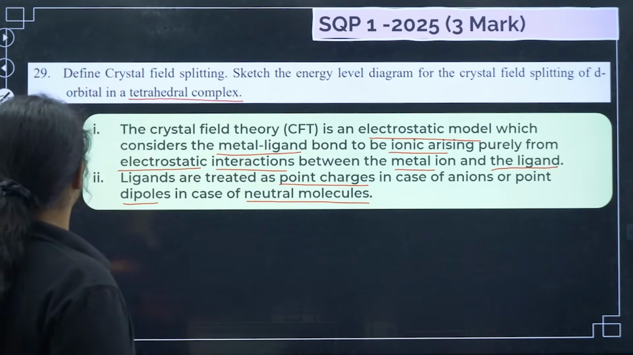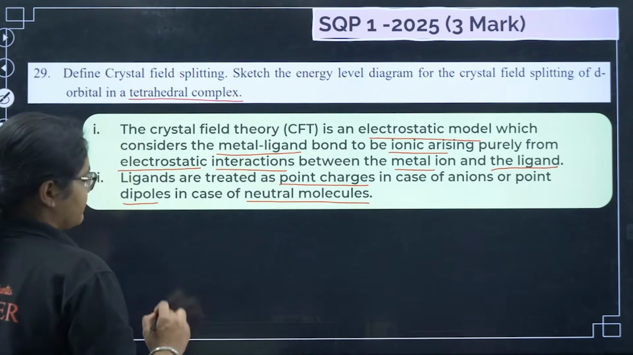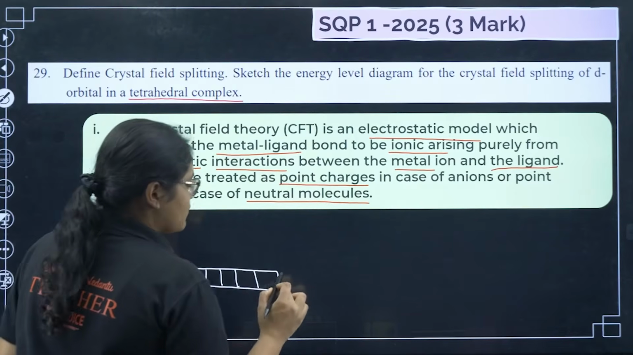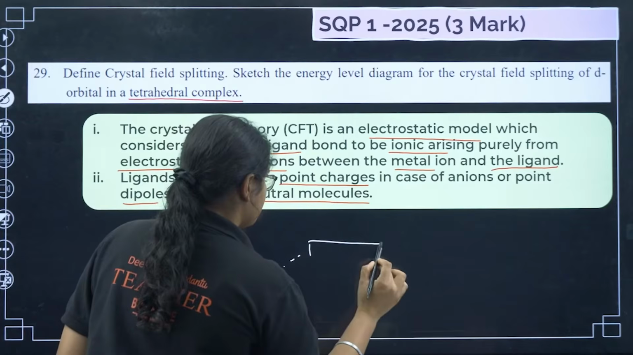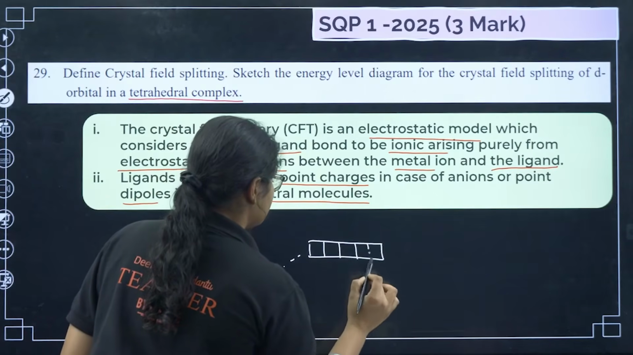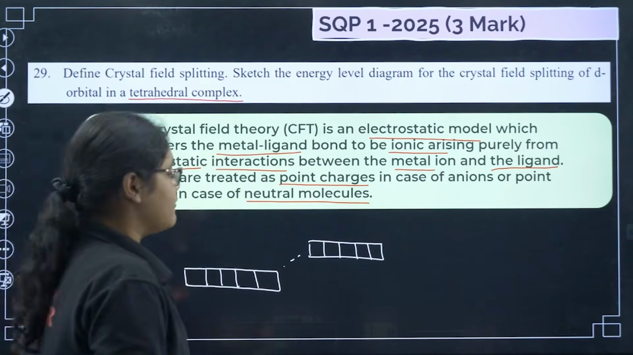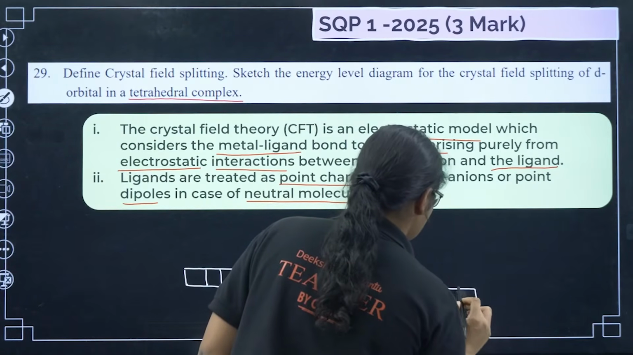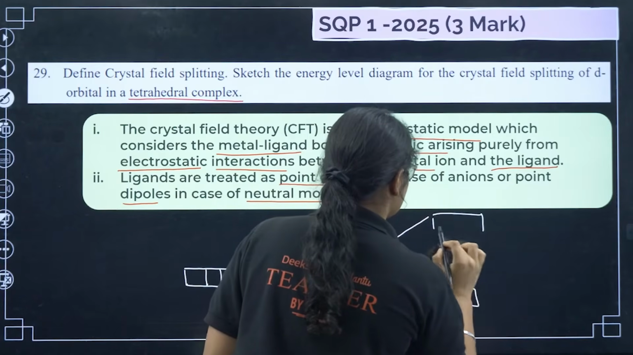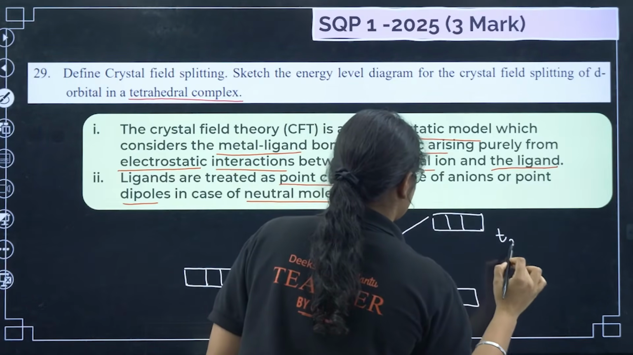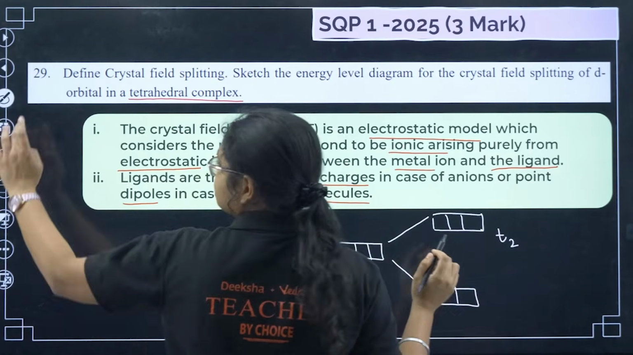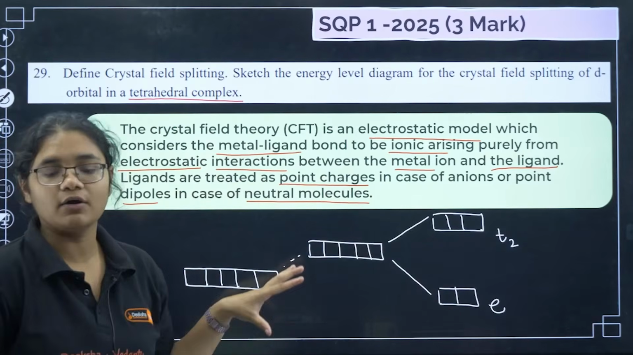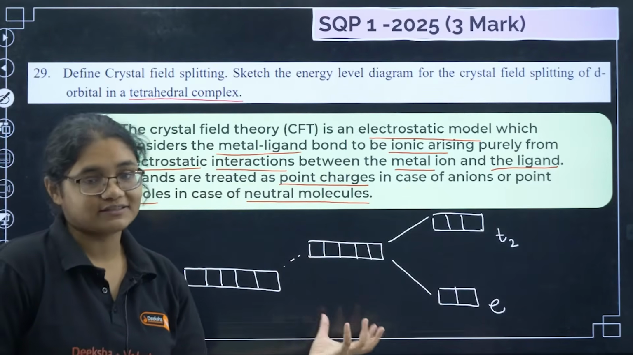Now they have asked you to draw a diagram to show the splitting in tetrahedral field. So first you will have 5 degenerate orbitals. Once the ligands appear, the energy level will go higher, and after that there will be splitting. Splitting will be like this: here there will be 2 orbitals and here there will be 3 orbitals. So here T2 and here E. This is the splitting in tetrahedral crystal field theory.